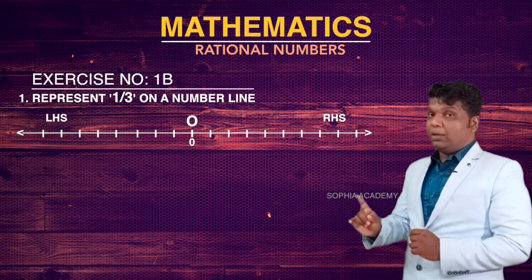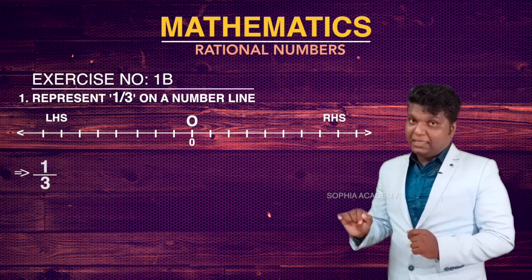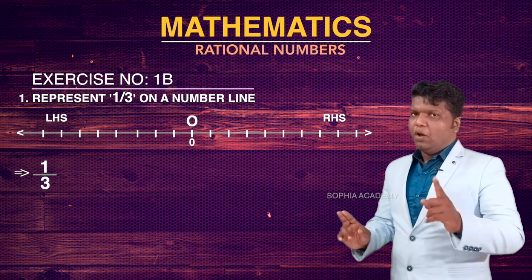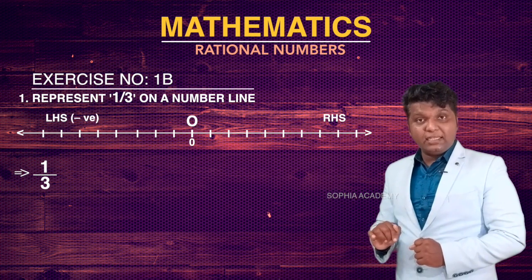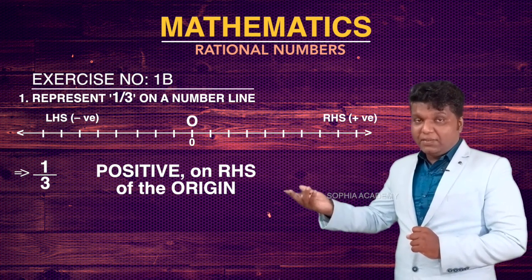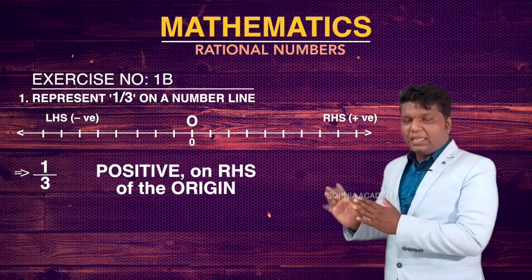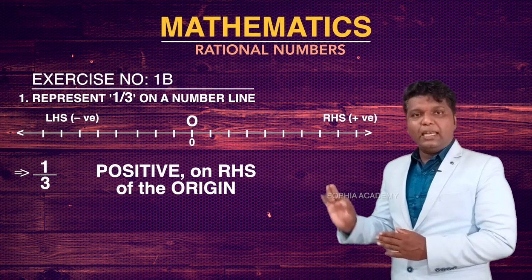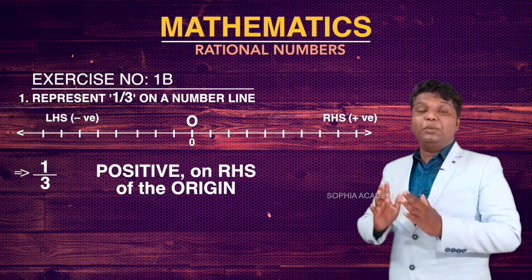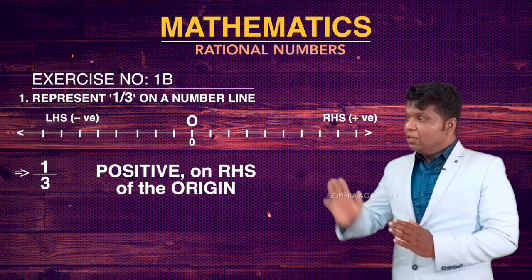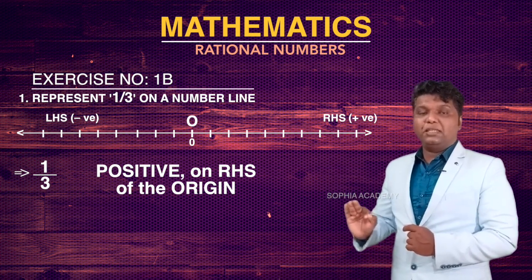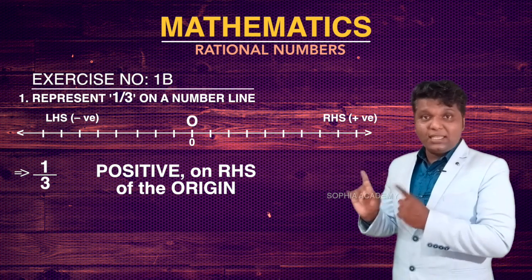Now, what we have to represent? We have to represent 1 by 3. Is that clear? What about 1 by 3? Is it positive or is it negative? It's positive because nothing is mentioned there. I mean, negative is not specified there. If negative is not written there, then that number is positive. So there is no need to write the plus sign there. It is considered to be a positive number itself. So we have to represent positive 1 by 3 on this number line.